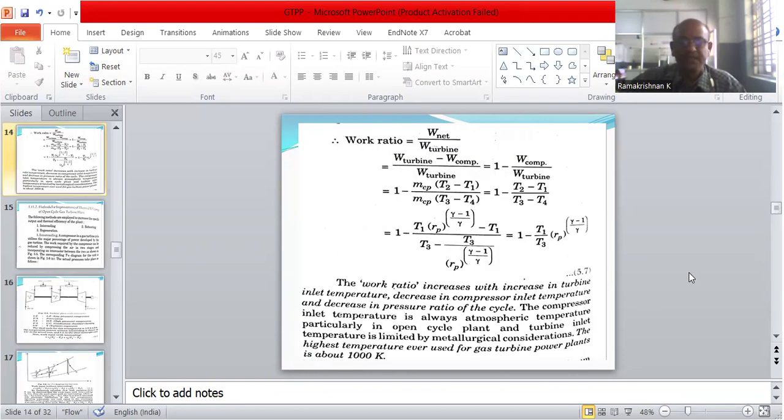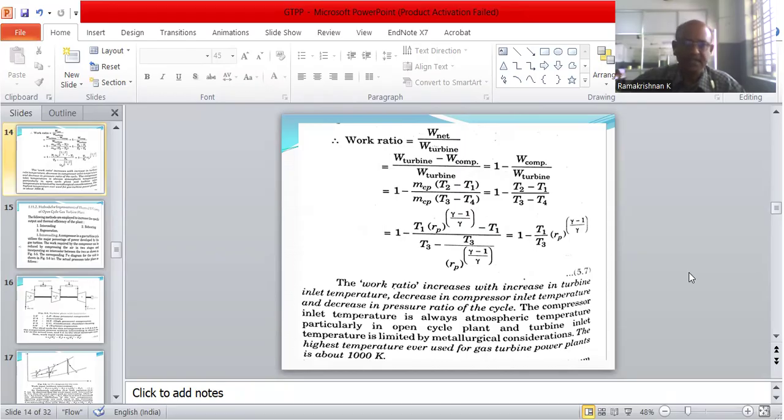So this is about the gas turbine power plant classification based on the cycle. The third one is the semi-closed power plant. Here part of the fluid is confined within the cycle, and the remaining part is exhausted to the atmosphere. So it is called a semi-closed gas turbine cycle.